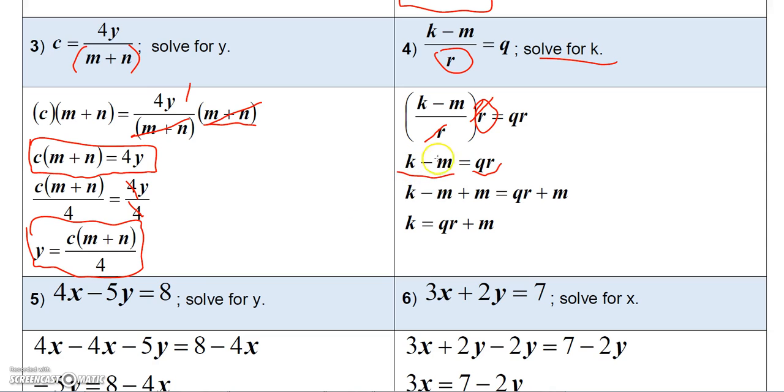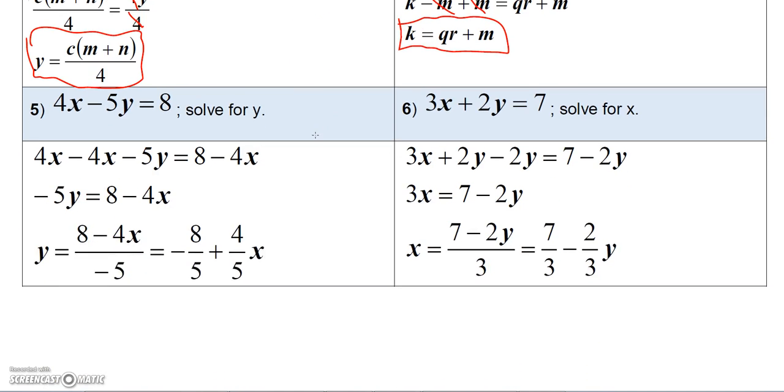Now I want to get the k by itself. Since I have k minus m, what I can do is just add m to both sides. So if I add m to the left, then minus m plus m cancels, and of course if I add m to the left, I must add m to the right as well. So that would give me qr plus m. So on the left, now all I have left is k, and that's what I wanted, equals qr plus m.